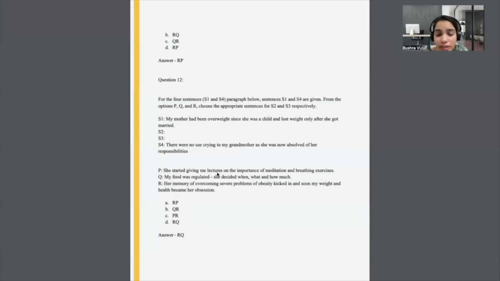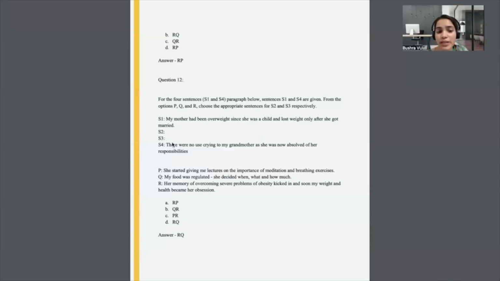Let's look. She started giving me lectures on the importance of meditation and breathing exercise. Here, this sentence has no relationship with S1 because here it's only talking about her mother being overweight. But sentence R, her memory of overcoming severe problems of obesity kicked in as soon as my weight and health became her obsession. Now, if you look at sentence R, she was overweight, right? And her memory of severe problems of obesity. So here it's also talking about obesity. So these two sentences have some correlation. So the correct answer is R. S2 becomes R.